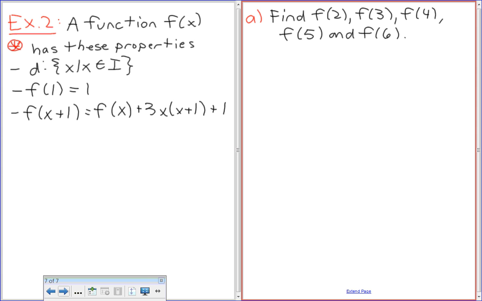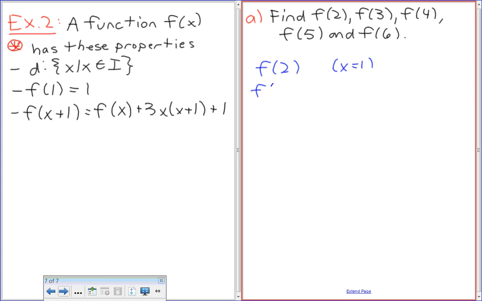Okay. If you're looking for f of 2, what is x equal in this case if I'm looking for f of 2? If I'm going to use this general equation right here, if I'm looking for f of 2, what does x equal? I'm going to say it's going to be 1, okay? Because my equation here is talking about x plus 1, right?